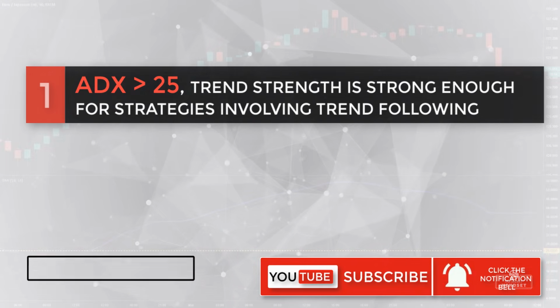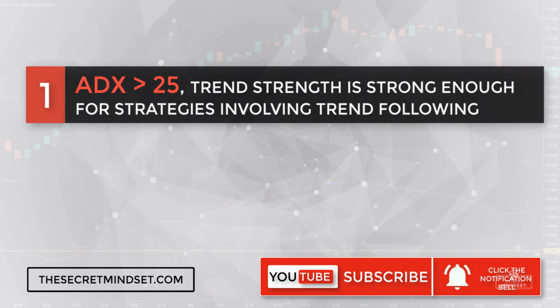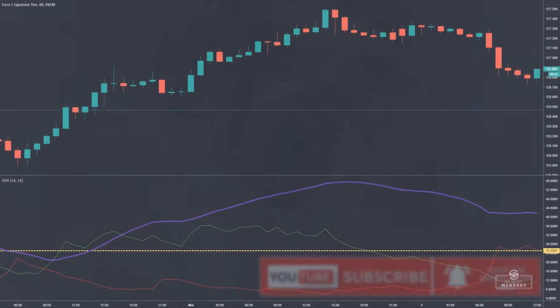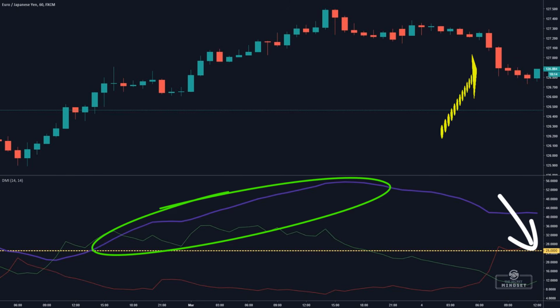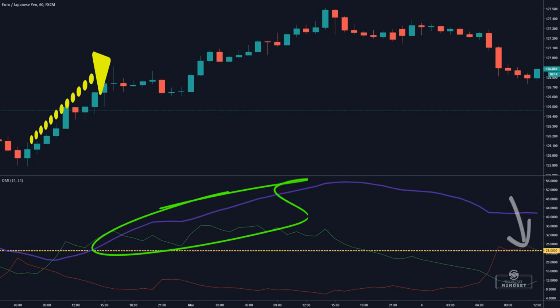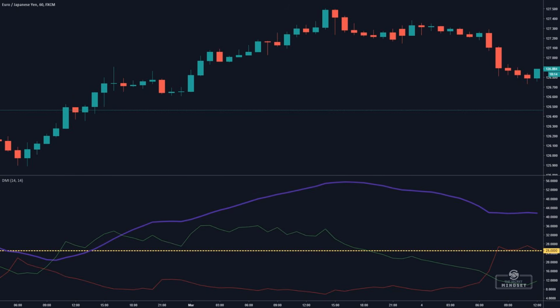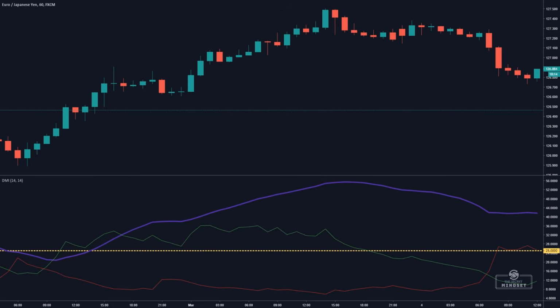When ADX, the blue line, is above 25, trend strength is strong enough for strategies involving trend following. In this example, we see the ADX line crossing the 25 threshold, indicating a strong bull market. Usually once the ADX gets above the 25 level, this signals the beginning of a trend. Big moves, upwards or downwards, tend to happen when the ADX is right around this number.